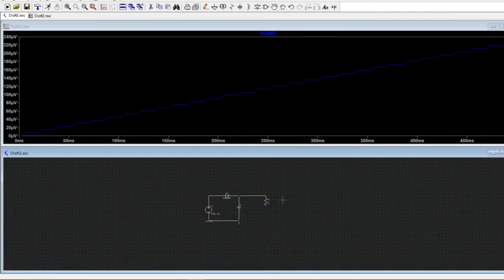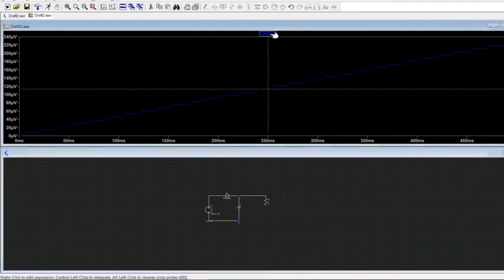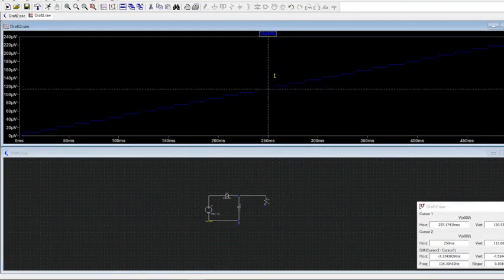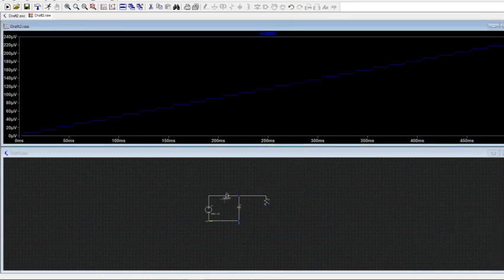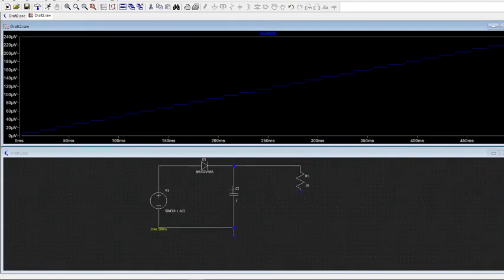Okay, so as you can see, in this case, the ripple, we'll go ahead and get a measurement on here, is only about 113 microvolts, which is essentially DC, right? I mean, there's almost no AC ripple on our DC line now, and that is what a filtering capacitor does.